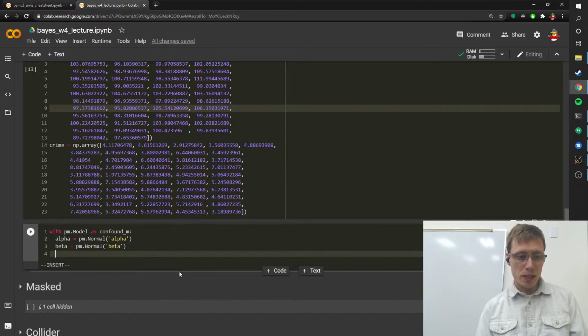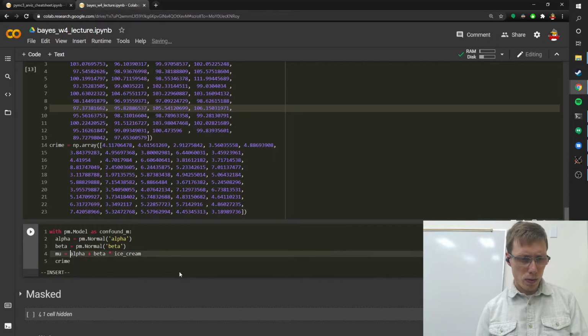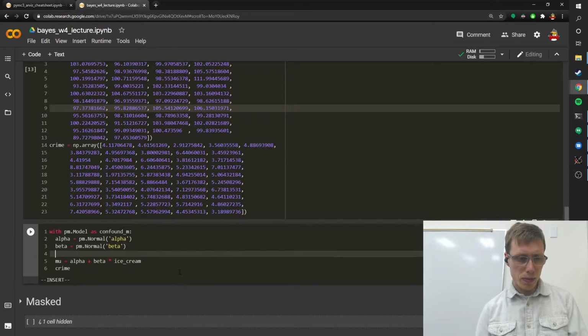And then, of course, we have our standard linear model here, where mu is equal to alpha plus beta times x. Sorry, ice cream is our x. And then, of course, crime. Oh, and then we also need our typical sigma here.